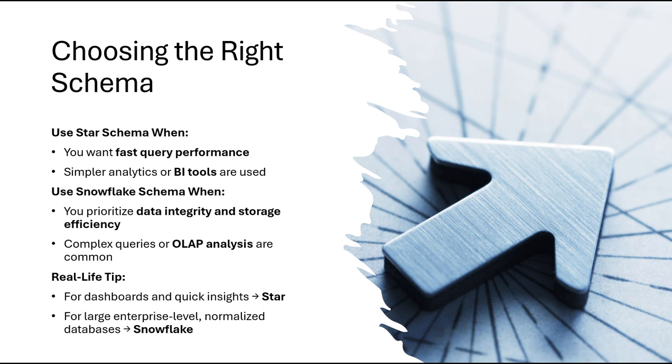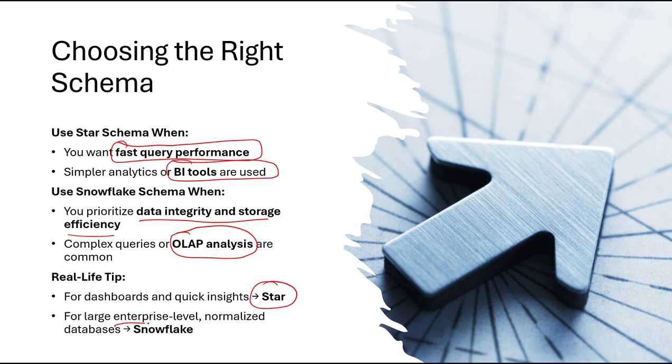And this is the main thing: choosing the right schema. Use the star schema when you want faster query performance and simpler analytics, where BI tools are used. Most of the BI tools use the star schema, whereas with the snowflake schema, if you want to prioritize data integrity and storage efficiency, ultimately we need to go with the snowflake schema, where complex queries or OLAP analysis are common. So, a real-life tip: if you're going to build a dashboard, prefer the star schema. For large enterprise-level normalized databases, use snowflake.